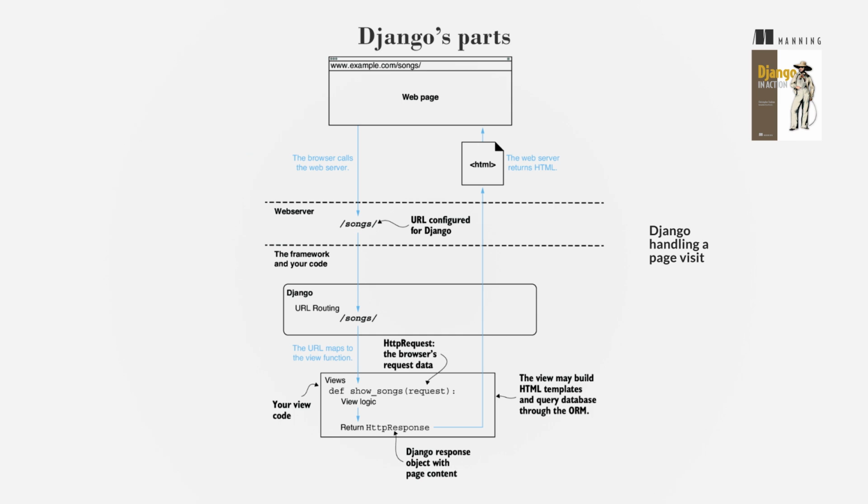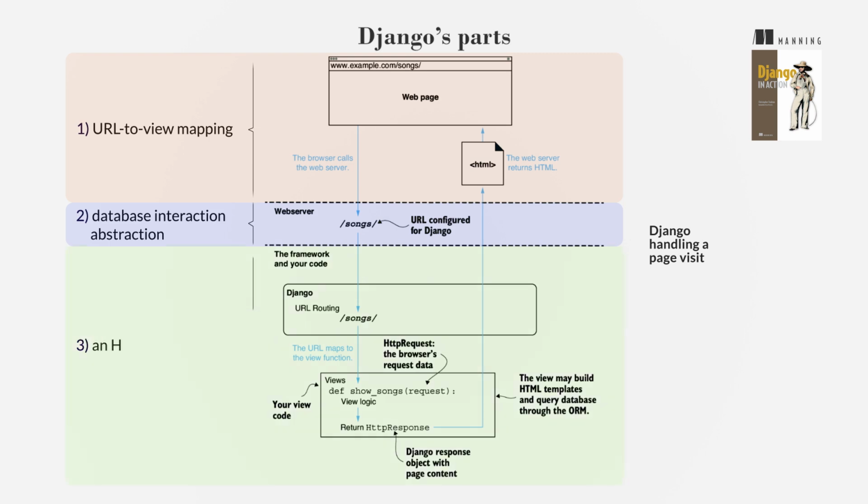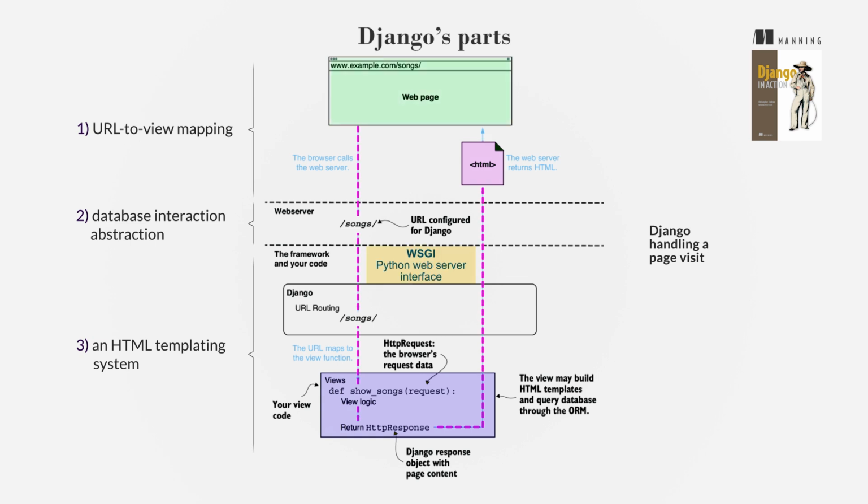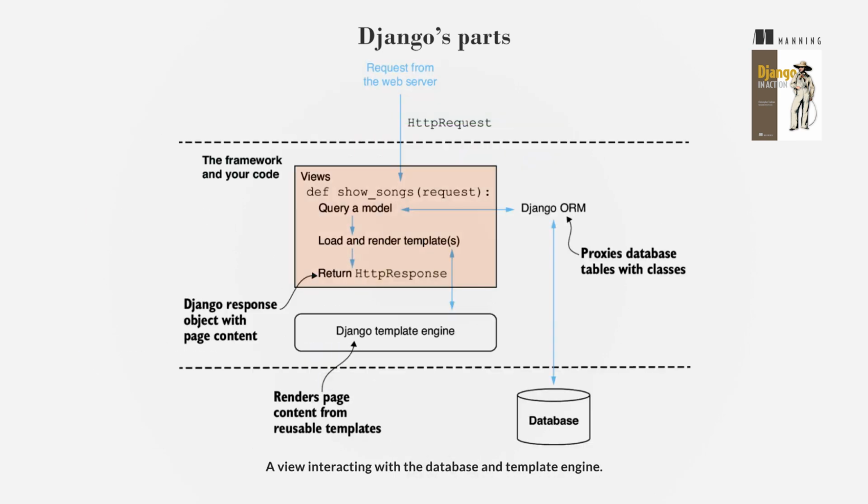Django consists of three main parts: URL-to-view mapping, database interaction abstraction, and an HTML templating system. When a user visits a URL, Django maps it to a view, which generates content, often HTML, and sends it back to the user's browser via the Web Server Gateway Interface, WSGI. Views are central to Django projects, generating responses based on URL mappings and often interacting with databases through Django's Object Relational Mapping, ORM, system. The templating engine allows for reusable HTML templates, maintaining consistent page structures.